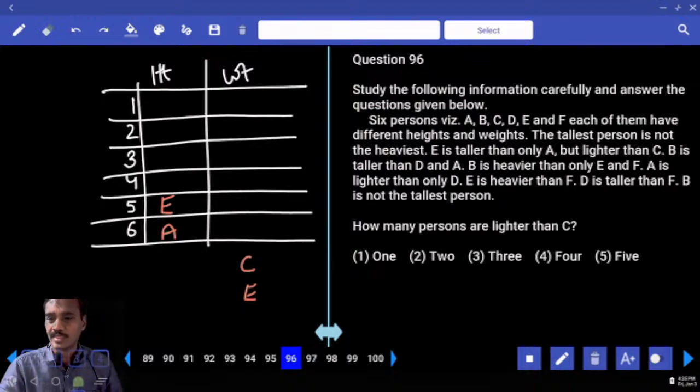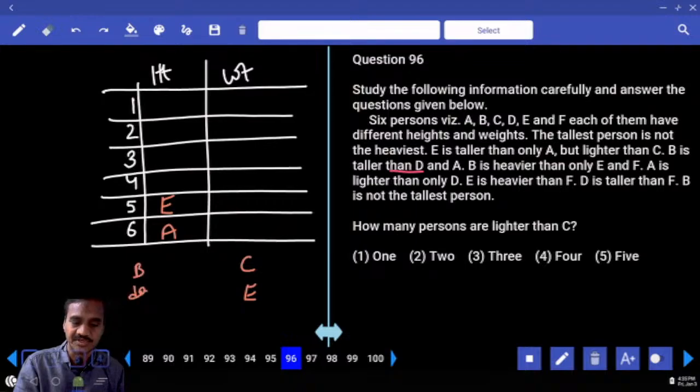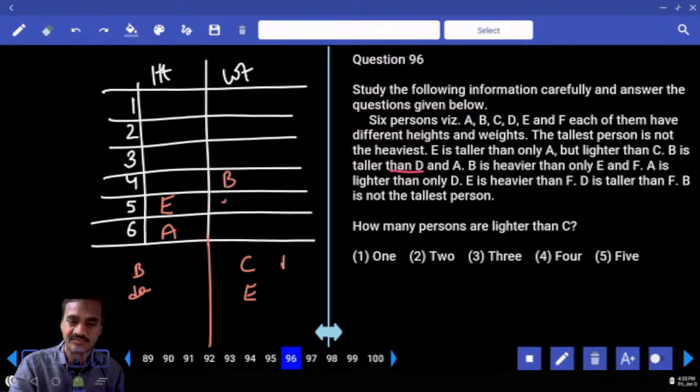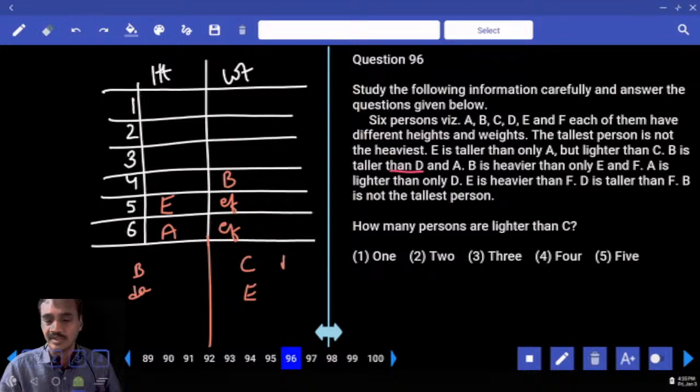The next one. And B is taller than whom? Both D and A. Taller means we write on this side. This is taller and this is lighter. B is taller than D and A. B is heavier than only E and F. Heavier than only two people, E and F. Right? B is heavier than only E and F.